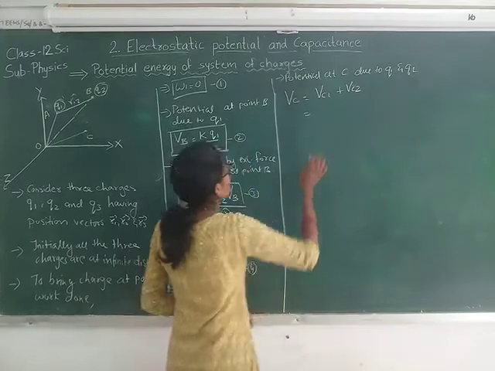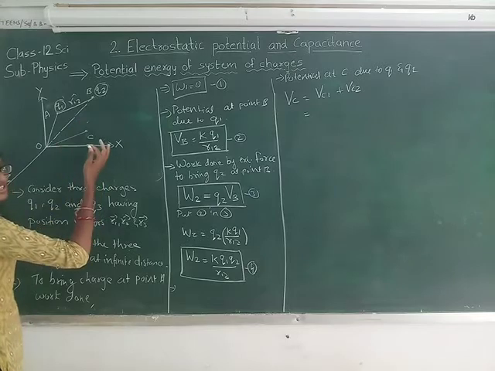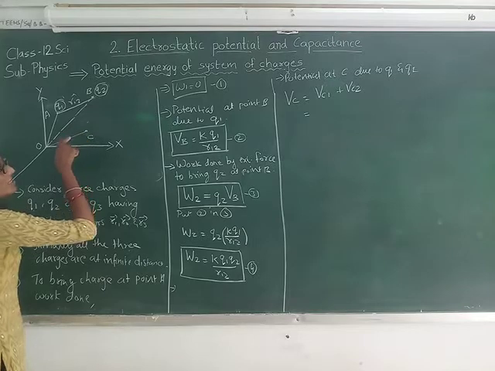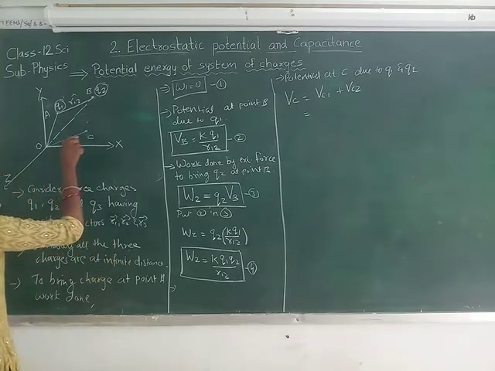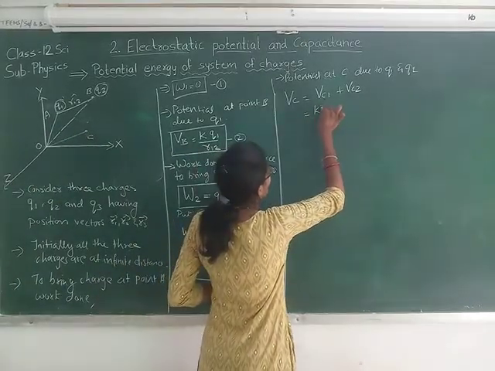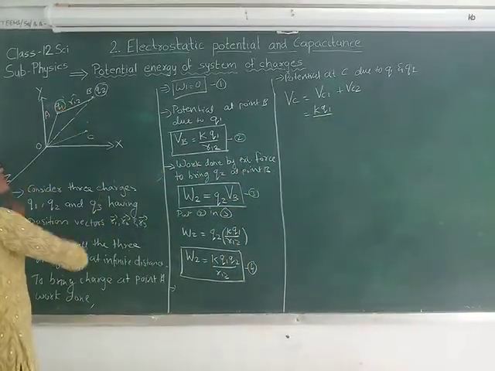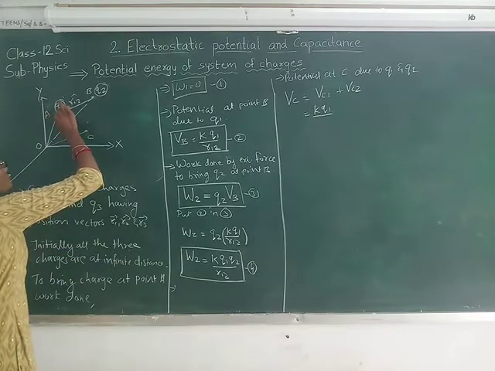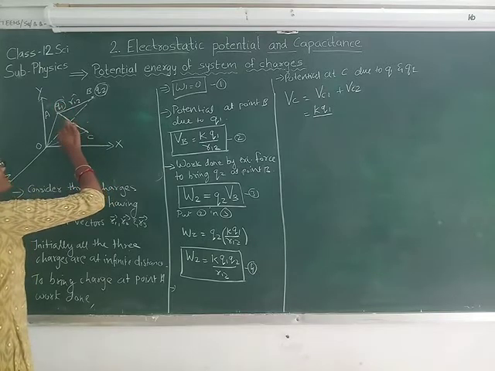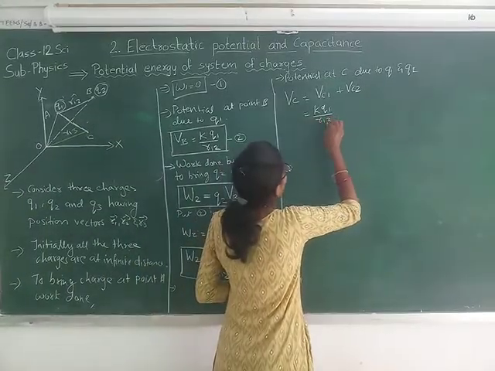Potential at C due to Q1, that will be what? The general equation is KQ by R. Which charge we need to bring over here? We need to bring over here the charge Q3, right? So here due to Q1 it will be KQ1 upon distance. Distance, that is what? Between this Q1 and point C. So let us consider this distance R13.